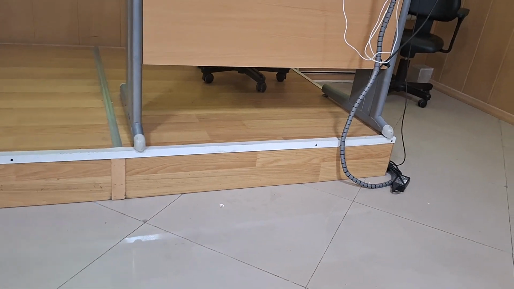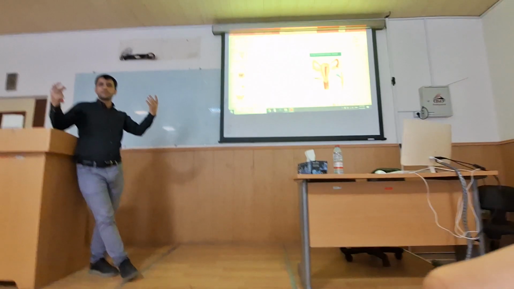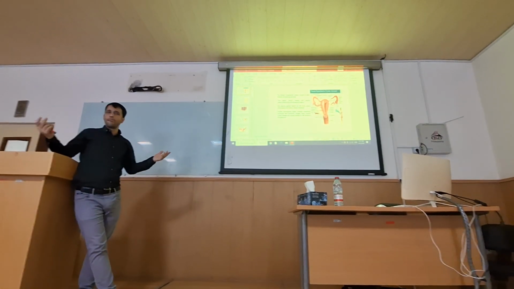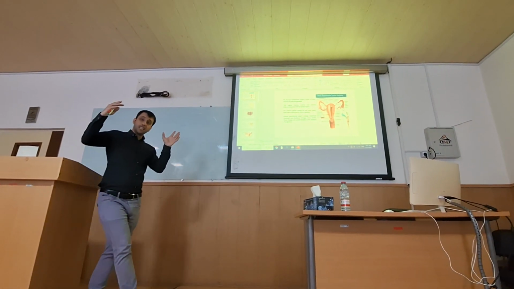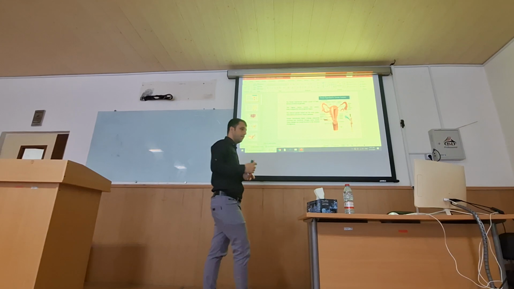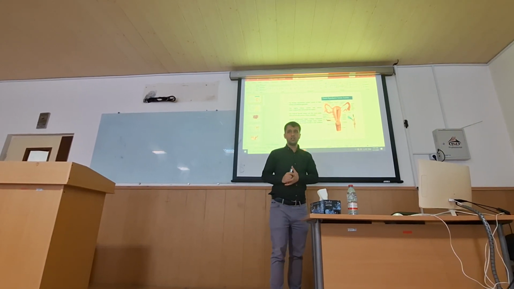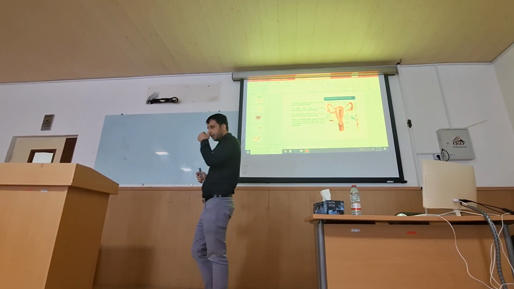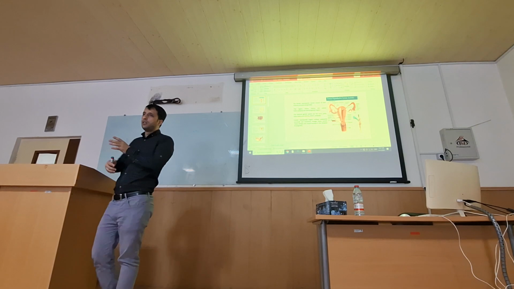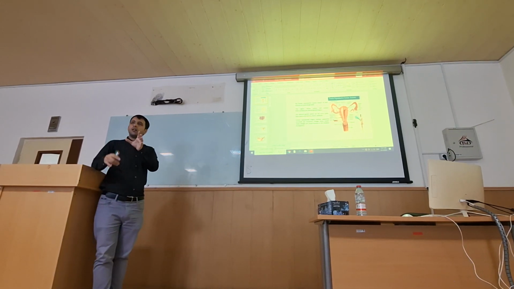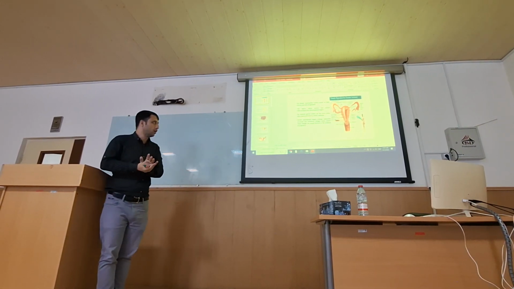External genitalia and internal genitalia. The vagina, uterus, uterine tube, fallopian tube are located in the internal part in the pelvic cavity, so they are internal genitalia, and the pudendum or the vulva are located in the external genitalia.